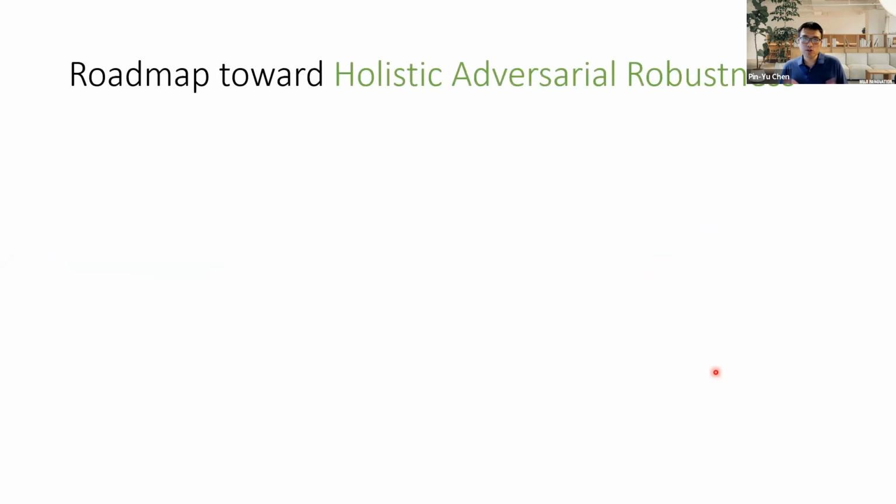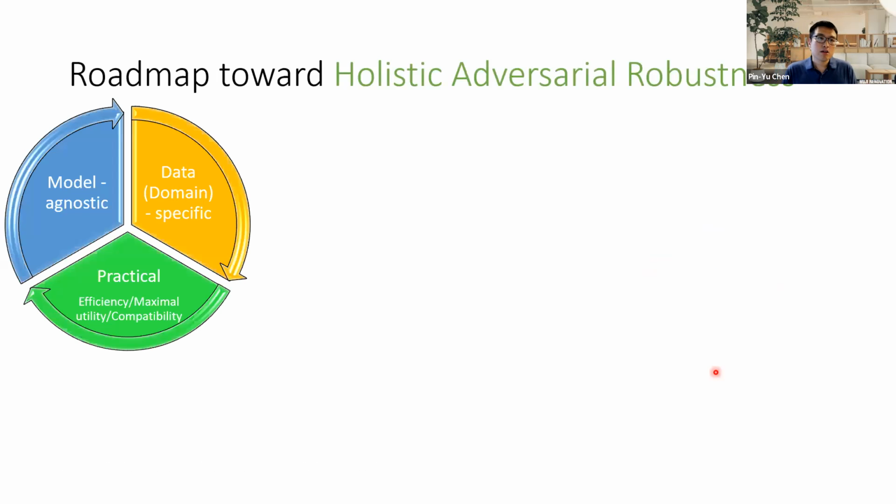Okay. So how do we achieve holistic adversarial robustness? I talked about different dimensions of possible weaknesses and threat models. So what is the holistic picture of this adversarial robustness, and how do we get there? Based on my industrial experience, the ideal solution to achieve holistic adversarial robustness really has these three key components.